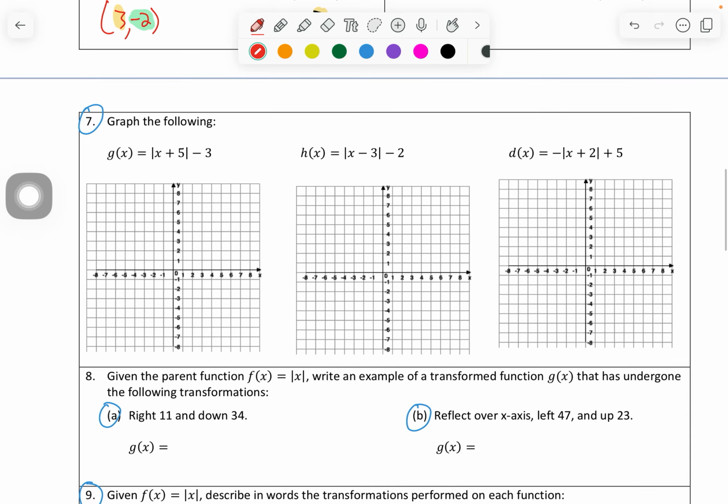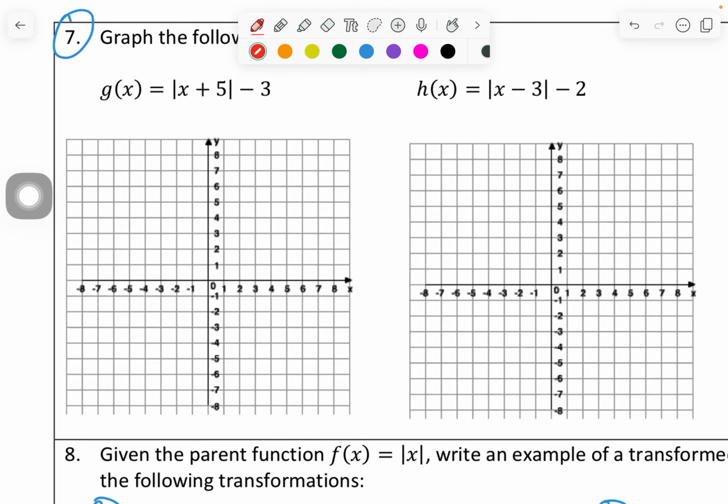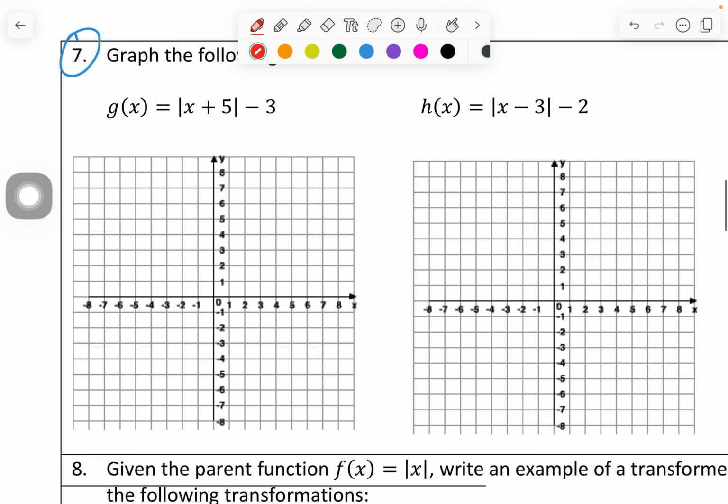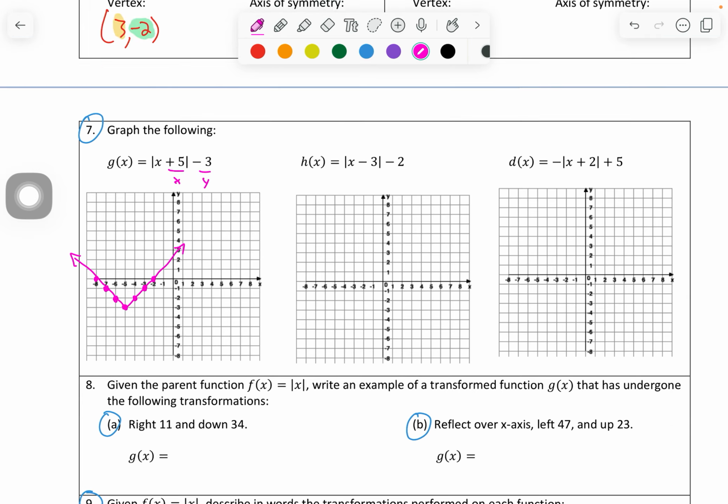All right, number 7. It's just graphing these. These blue ones are on the test on Friday. So remember, all the slopes are 1/1. These numbers give you the vertex. So this is the x, but remember you want the opposite, and then this is the y. So I want -5, -3. Put my vertex there. And then there's no negative in the front, so it's going to go up 1/1, up 1/1, up 1/1. Remember, I need 3 dots at least on either side of the V. And then that's all you got to do. The second one's the same. The third one over here, pay attention to the negative.